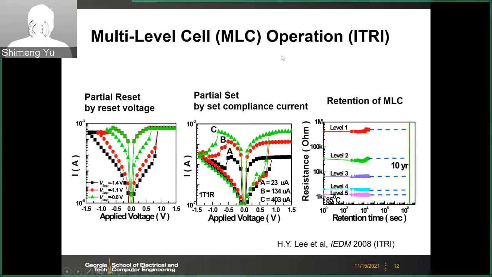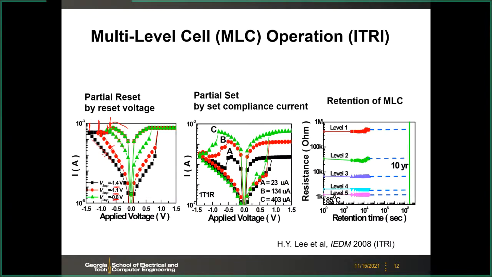Next, this device also can support the multi-level cell. And there are two methods to achieve multi-level cell. So multi-level in this case means different resistance. So here you can vary the reset voltage. When you do the electrical sweep, you can stop at different negative voltages, for example here negative 0.8, negative 1.1, or negative 1.4. Then you will get different states here.